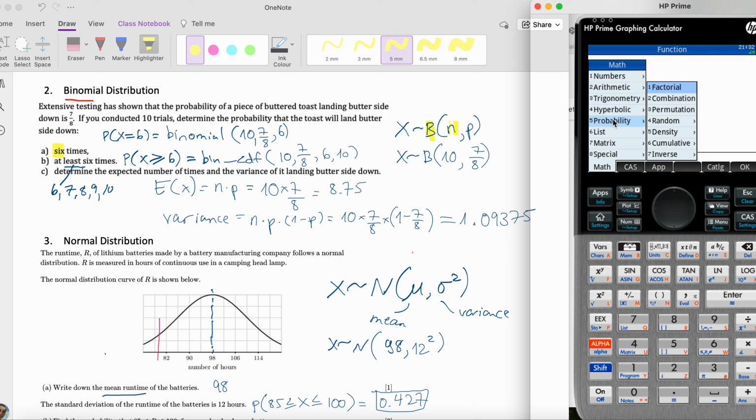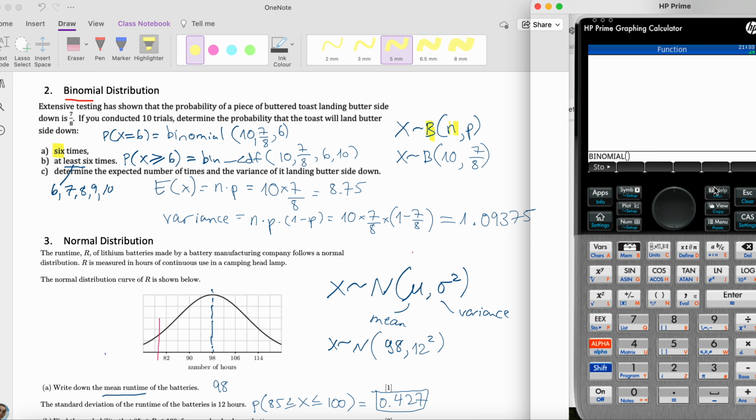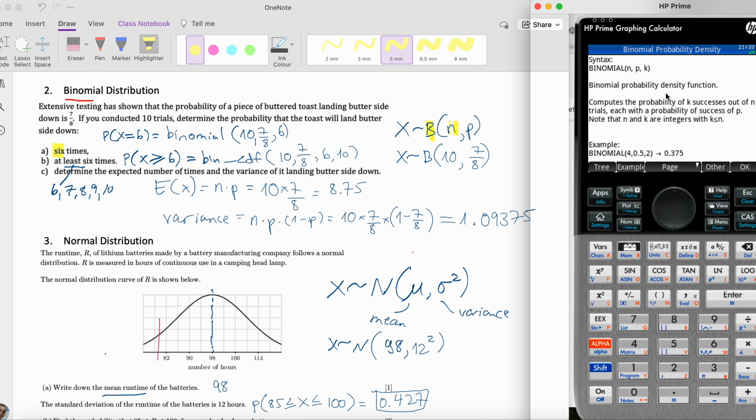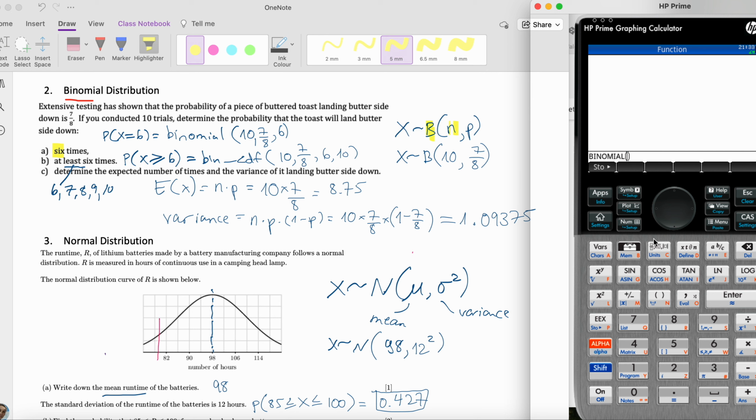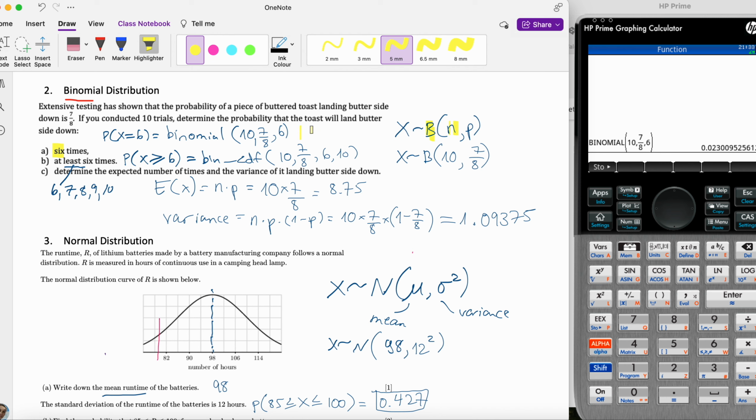Maybe you remember this. We're going to go to probability, and when you want one specific outcome, you're going to go to density. Go to density, and then go to binomial. You can click the help button, and then it gives you the total number of trials, probability, and the number of outcomes that you want, okay? So you're just going to hit 10, comma, and then the probability of success every time, 7/8, and you want exactly 6 trials, okay? And so there's your probability.